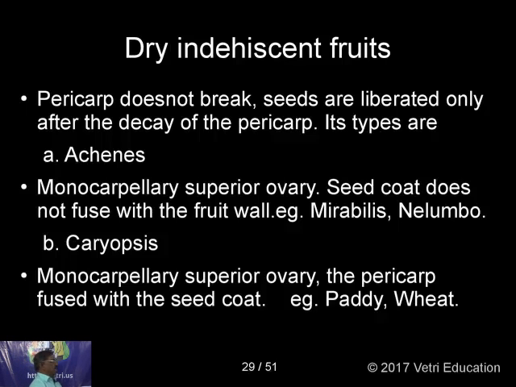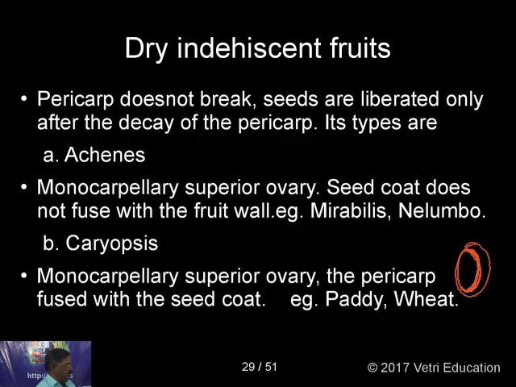First is called the achene, which develops from a monocarpellary superior ovary. The seed coat does not fuse with the pericarp. So you know the wall of the fruit is called a pericarp, and inside the fruit you have a seed coat. Here you can find the pericarp and the seed coat are not fused, separate.